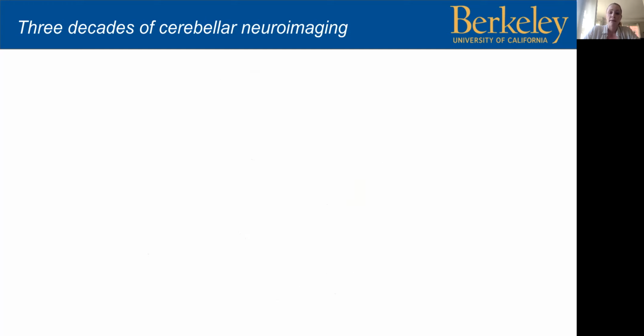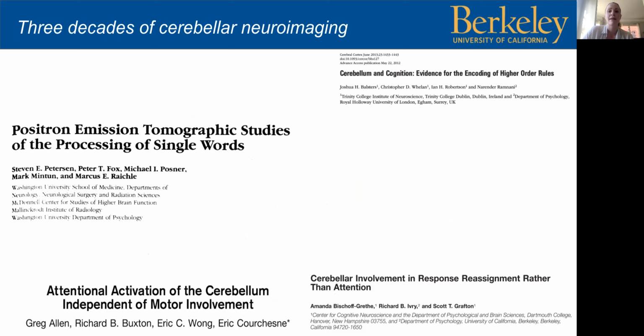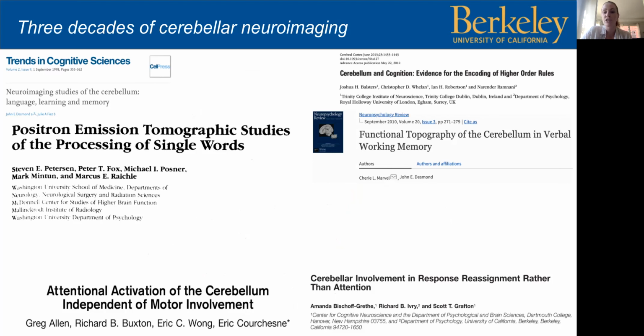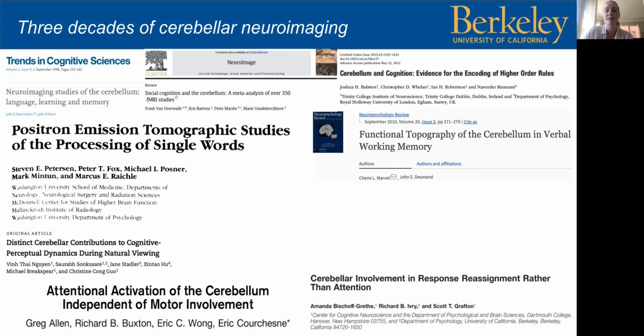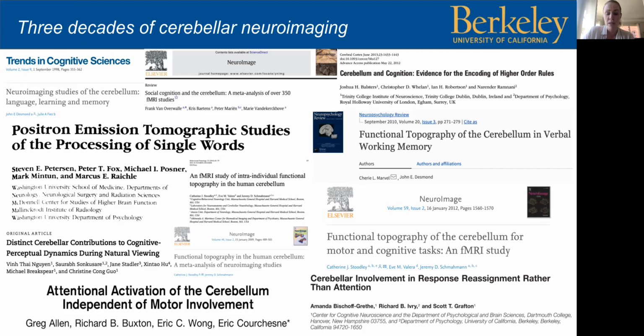Now, while we know a lot about the anatomy of the cerebellum, the advent of functional neuroimaging really allowed us to further our understanding of cerebellar functional organization. So from the first landmark PET study that showed cerebellar activation in response to single word processing, many hundreds of neuroimaging papers have been published showing cerebellar activation in response to attention, response reassignment, higher order rule processing, verbal working memory, language, social cognition, amongst many, many others. And this research has been critically important in shaping how we think about the function of the cerebellum in humans.